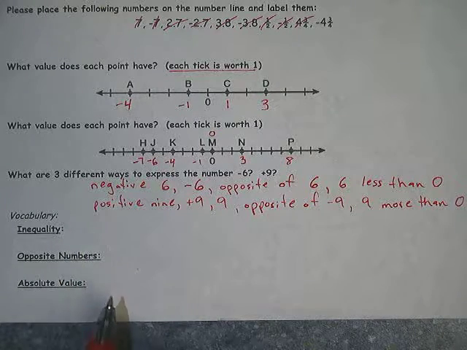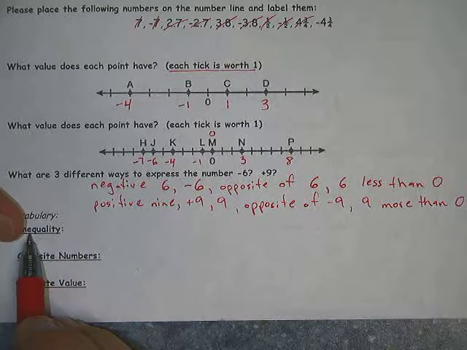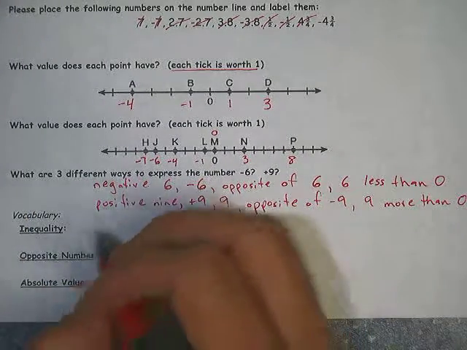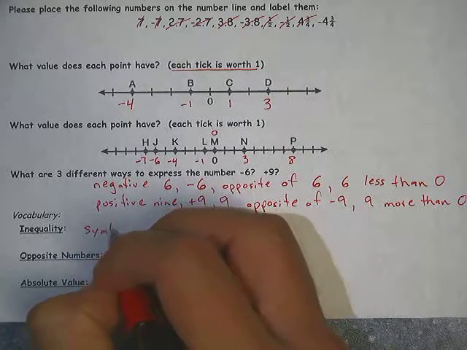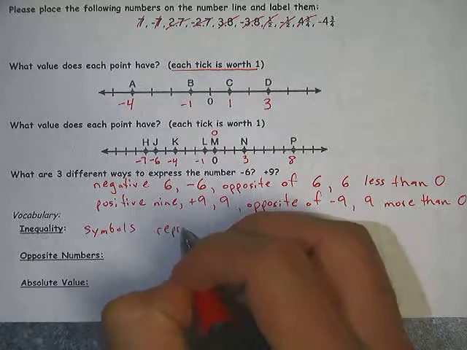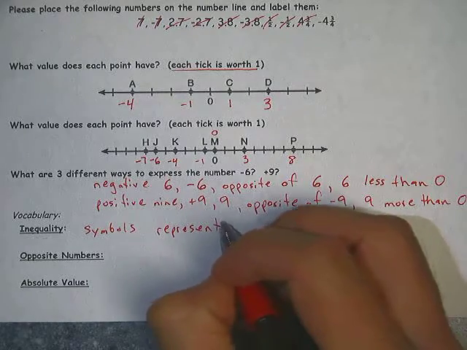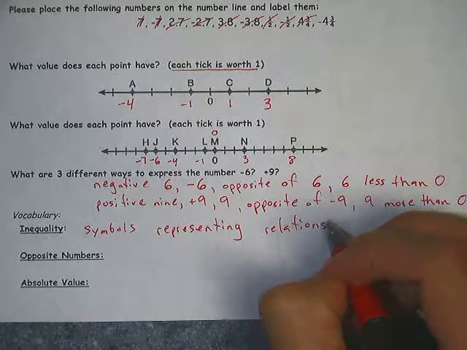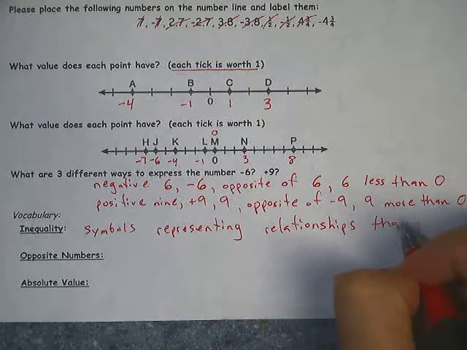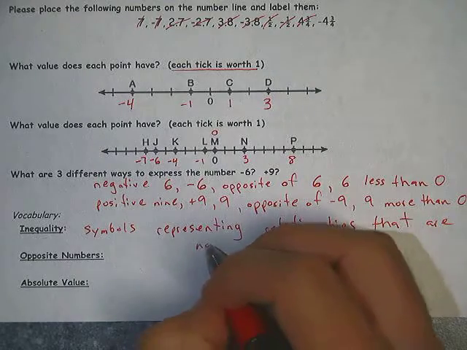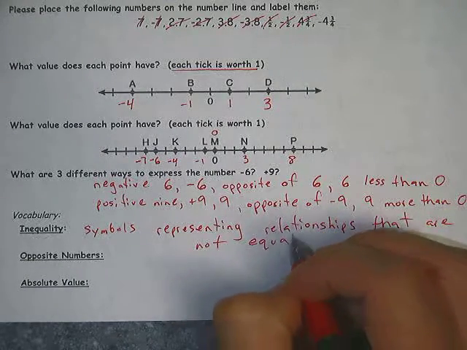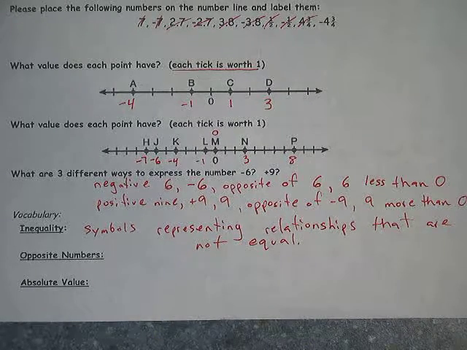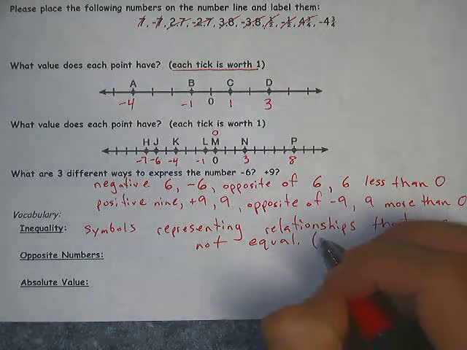Now I've started using some of these terms, or at least the language that is involved with these terms. So the vocab here at the bottom. An inequality, if you look above the whiteboard, or I'm sorry, the wall of fame, you can see some examples of inequalities. So if we break this word down, equality means equal. So inequality means not equal. So these are going to be symbols representing relationships that are not equal.